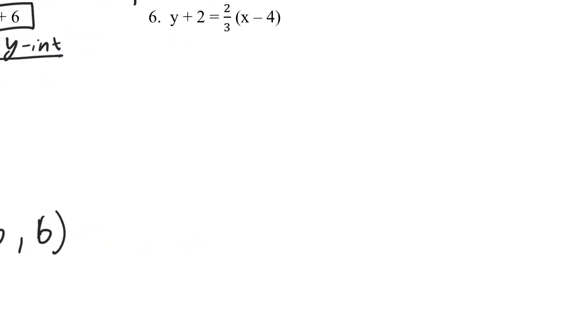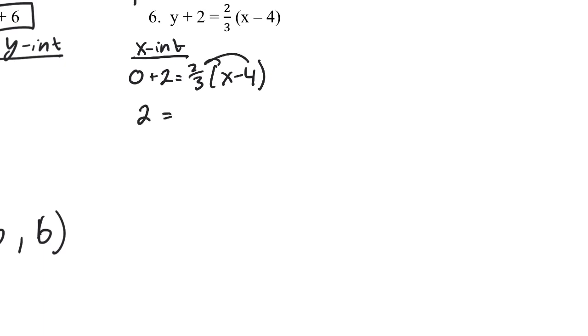All right, last one, point-slope form. X-intercept first. It doesn't really matter which one you find first. I just find the x-intercept first by default for some reason. So we're going to make y 0. So we have 0 plus 2 equals 2/3 times x minus 4. We're going to have to do a little bit of distribution and combining like terms here. 0 plus 2 is 2, and we're going to distribute our 2/3.